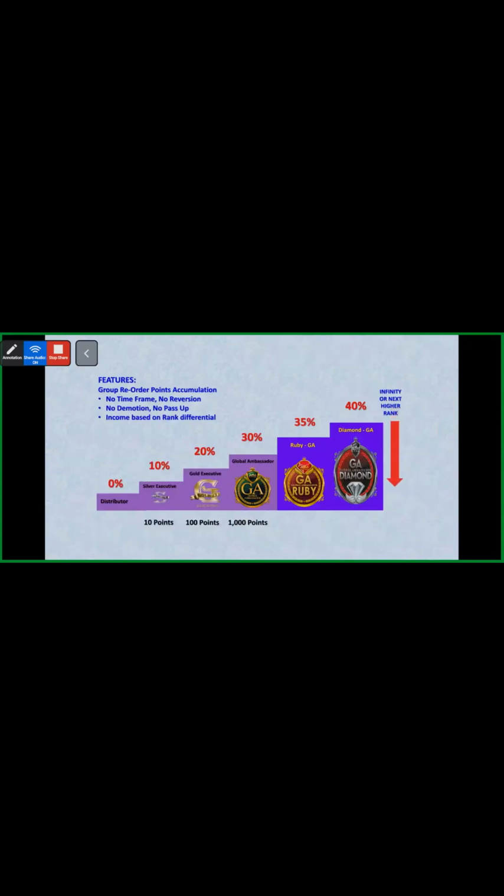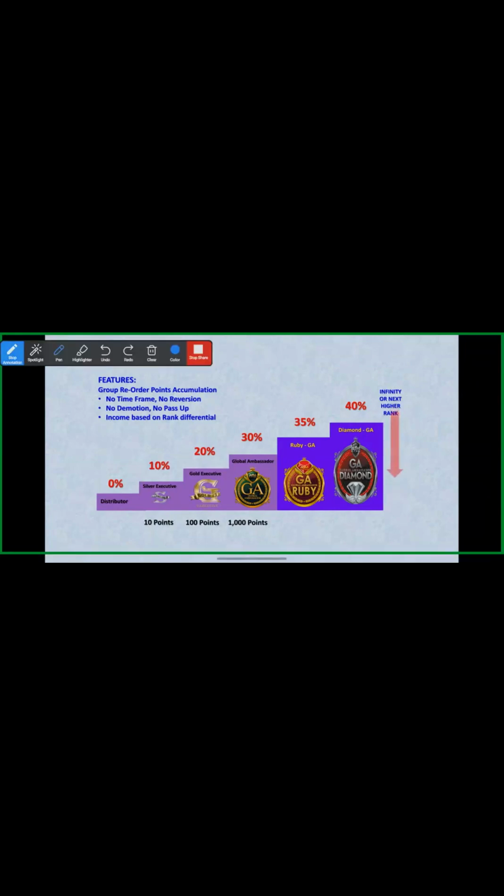Now, when you talk about no pass up, we have already explained it, then we have income based on rank differential. Now, the last thing that I would like to explain on this silver executive, I see we are close to finishing, is that assuming this is Alan who is here. Alan is a silver executive, and then we have Victor here. Victor here is also a silver executive.